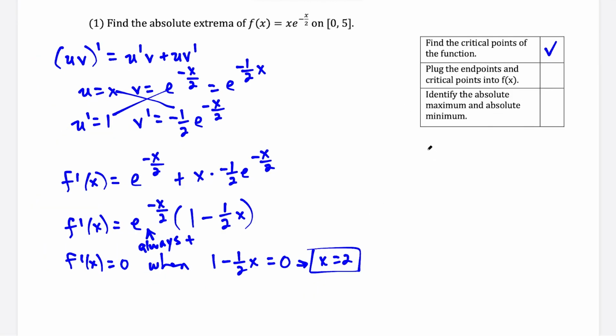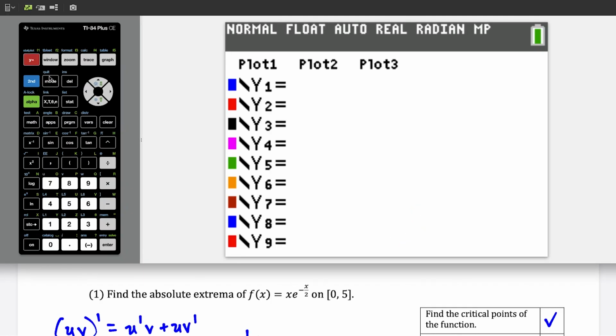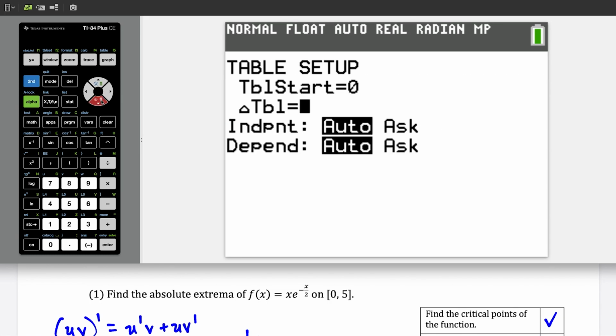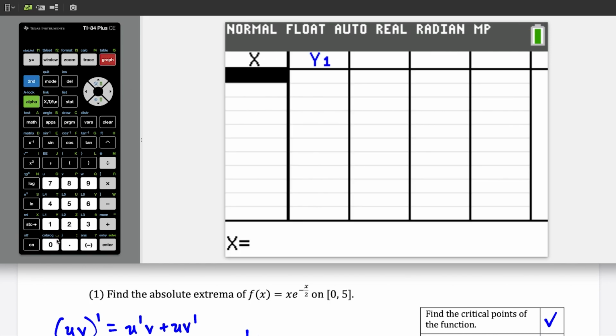So now for the second step, we're going to plug the endpoints and the critical point into the function f of x. So we're plugging in x equals 0, x equals 5, and we're also plugging in x equals 2, our critical point. So let's go over to the y equals and type in f of x. We have x times e to the power negative x over 2. And for this question, we're interested in what's going on at 0, 2, and 5. So I'm going to press second window and change the independent variable from auto to ask. That way we could just type in the values that we need. So we have 0, 2, and also 5.